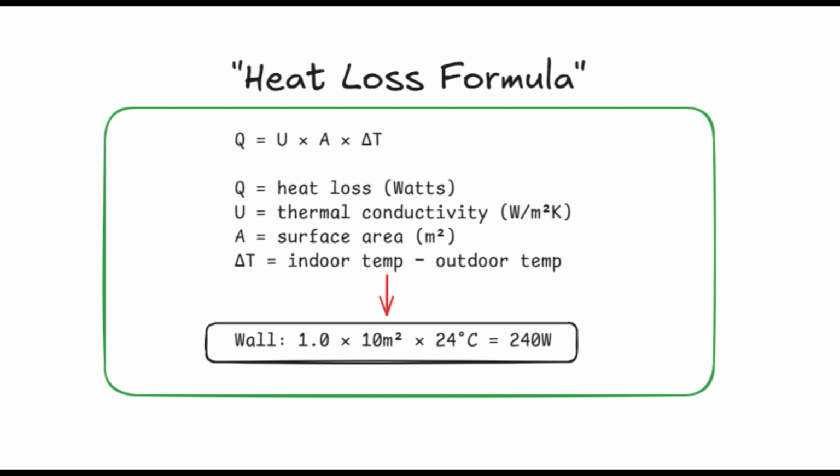Now do that for every wall, every window, the roof, the floor, and add ventilation losses on top. That's your total heat loss. That's the number your heat pump needs to match. There are 6 things you need to do this calculation properly.